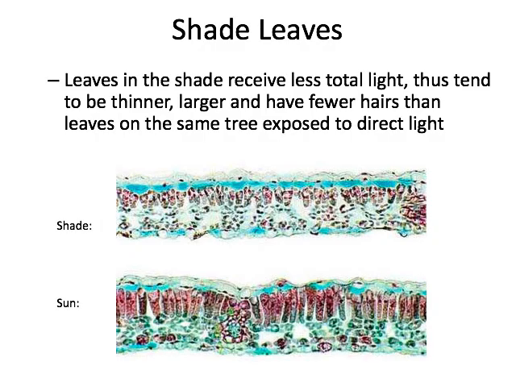Depending on the environmental conditions in which a leaf grows, we can see a shade versus a sun leaf. Shade leaves have very poorly developed mesophyll. Because they receive less total light, they tend to be thinner, larger, and have fewer hairs.